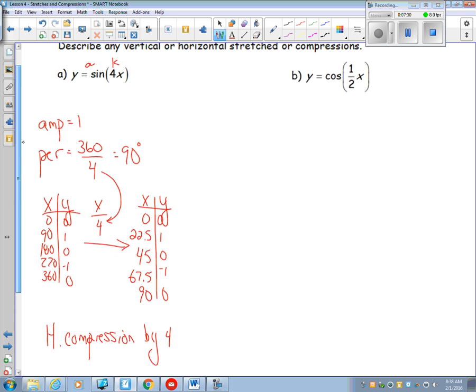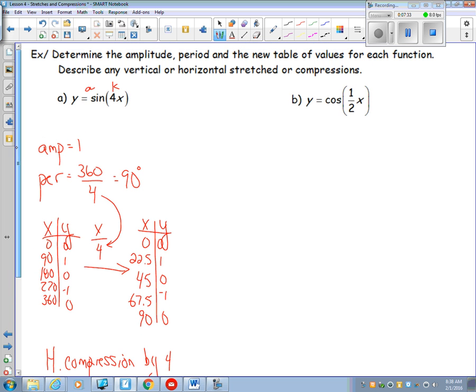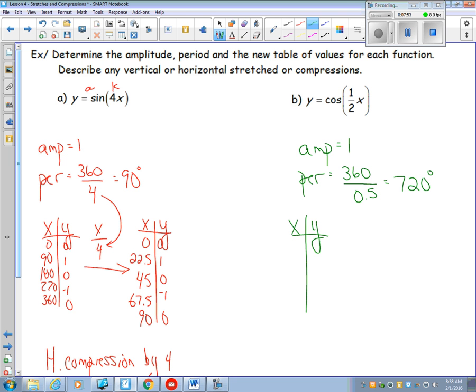Okay, you guys try the second one. So you can figure out what's going on there. Your amplitude is 1. The period is 360 divided by 0.5, which comes up to 720. So it's been stretched. In our old table, we're looking at a cos curve, 0, 90, 180, 270, 360, 1, 0, negative 1, 0, 1. What are we doing to that? We're taking the x's and we're dividing them by 0.5. Again, what's here goes here, right? Same things. Okay, our y's stayed the same.